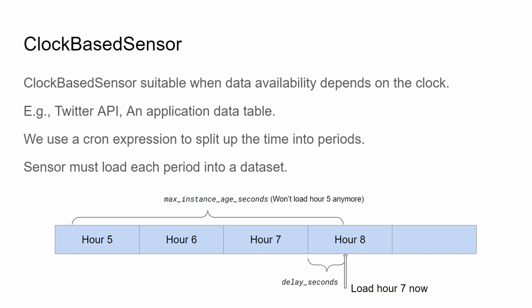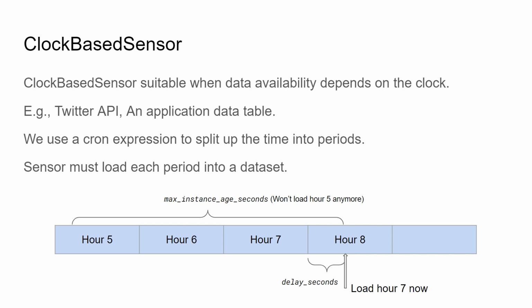Okay, so let's take a look at the sensor. There is this idea of the clock-based sensor. This is a class, and this class is suitable when the data availability depends on the clock. One example is a Twitter API, right? You're getting tweets from Twitter.